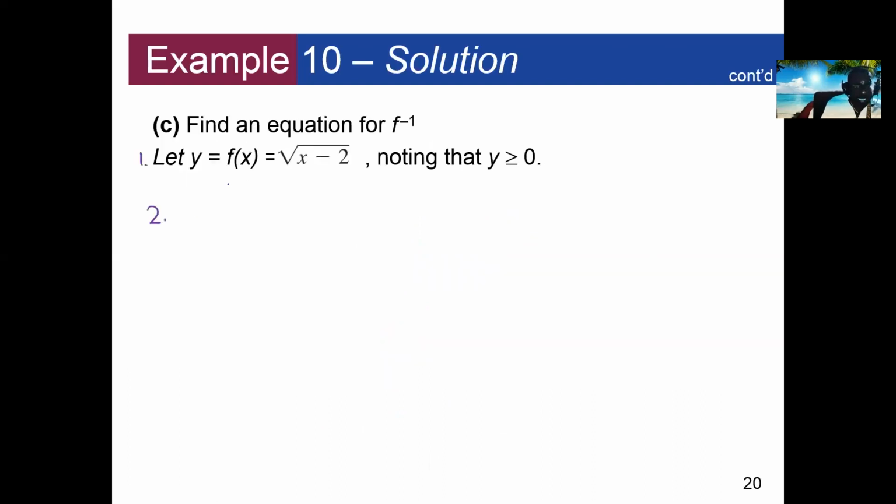Step 2, we interchange, we let y equal to that. So we have y is equal to the square root of y minus 2. We interchange the x and y, so it becomes x is equal to the square root of y minus 2. Again, don't forget that. Then when you square both sides, you have x squared is equal to y minus 2. Then we add 2 to both sides. That gives me x squared plus 2 is equal to y.